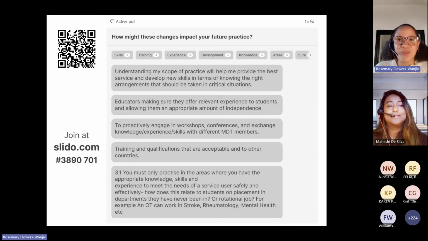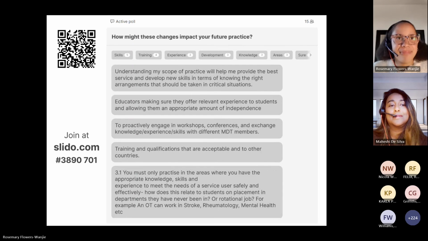Proactively engage in workshops, conferences, and exchange knowledge, experience, and skills. That's really great as well. That's exactly what you all are doing here. You're all very engaged, and I also love the sharing of knowledge, like we just talked about, that person referring to the RCOT 4 pillars of practice.